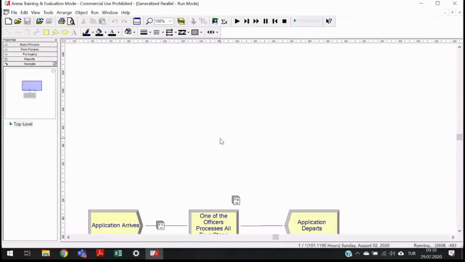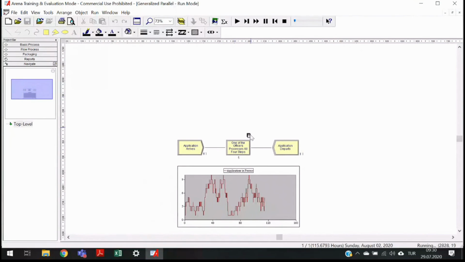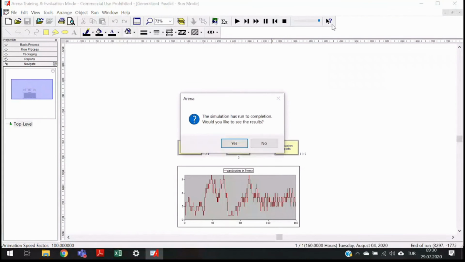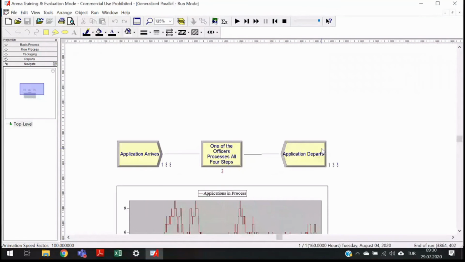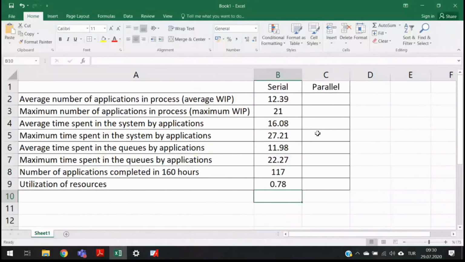Now let's complete the simulation. If you see all animations, it is going to be very slow. Now let's make it faster. So please check. How many people have left the system this time? In this design of the process, we have 135 applications leaving the system. So we can immediately write that value here, 135. Even with the same randomness, we have served more than we can serve in the other system design.